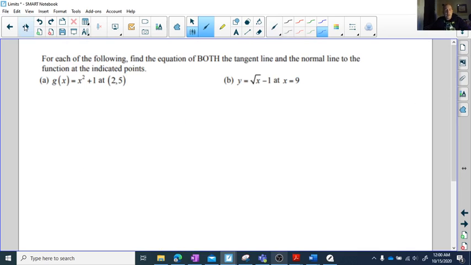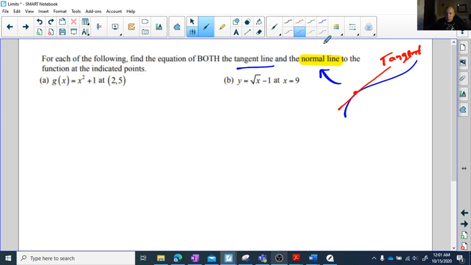So it says, for each of the following, find the equation of both the tangent line, and then here's a new term, something called a normal line. That's new. I don't suspect anyone has ever seen it. It's not very complicated, but it's a new term. So you have a graph, let's say, and you draw a tangent line, like so. Okay, so this is a tangent line. That's what we just did. You ready? That is a normal line. A normal line is a line that runs through the point of tangency perpendicular to the tangent.